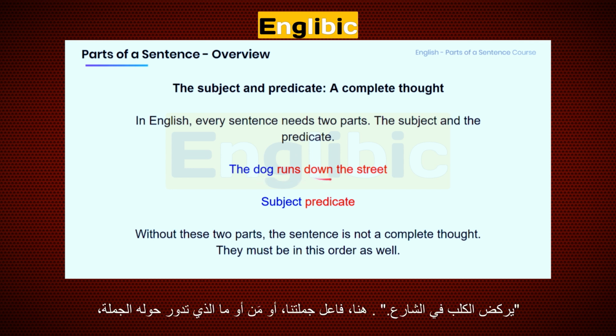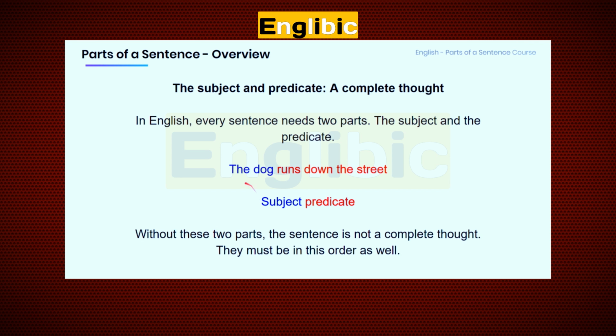The dog runs down the street. Okay, here, the subject of our sentence, or who or what the sentence is about, is the dog. And the predicate will be the rest of the sentence here. So we have the subject and then the predicate. The predicate tells us what the subject is doing.